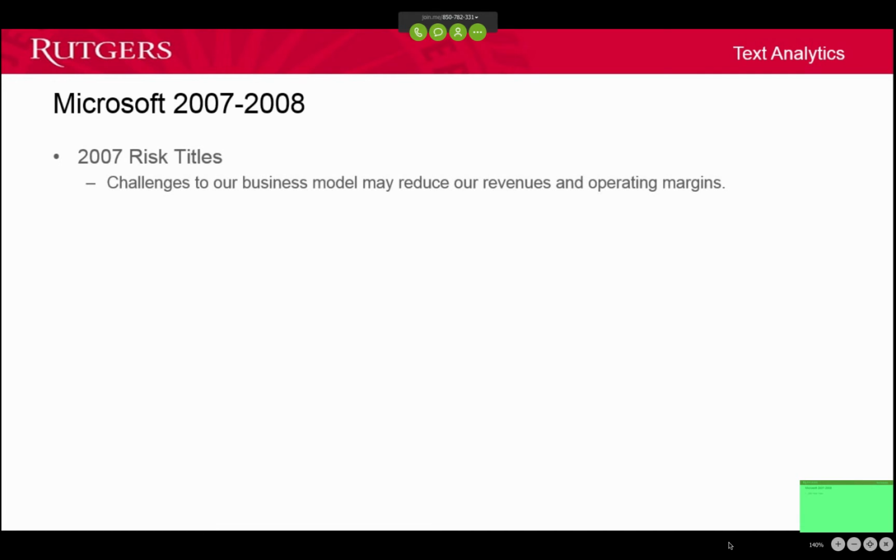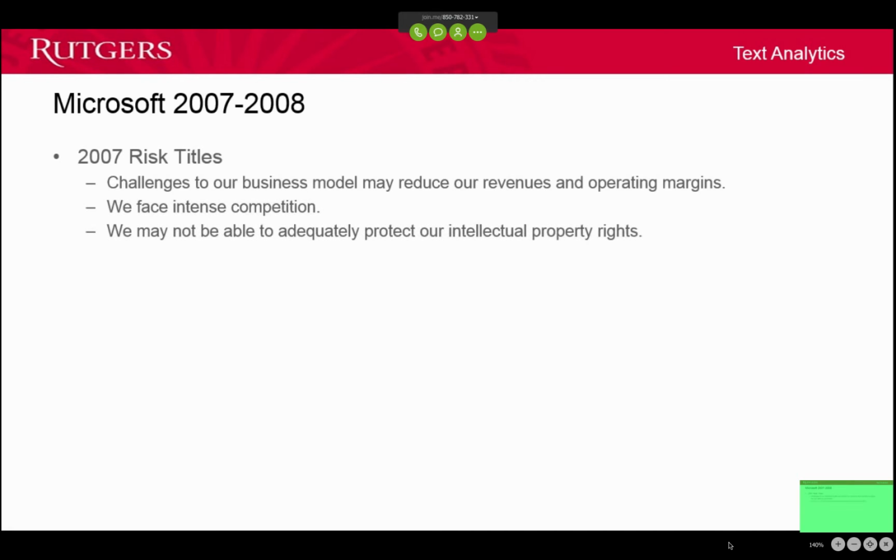So here are some risk titles from 2007. Challenges to our business model may reduce our revenues and operating margins. We face intense competition. We may not be able to adequately protect our intellectual property rights. So these are kind of general. Who doesn't face intense competition? Any company that's profitable will eventually face intense competition.